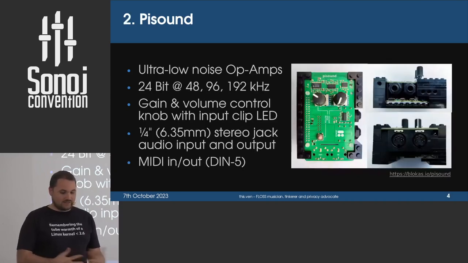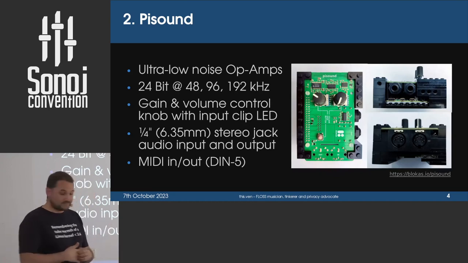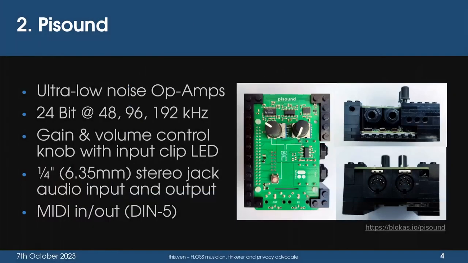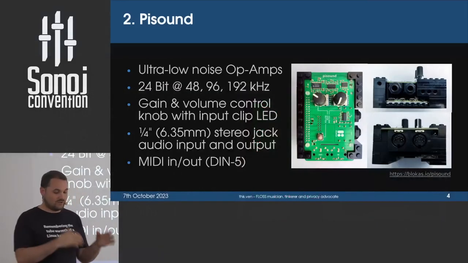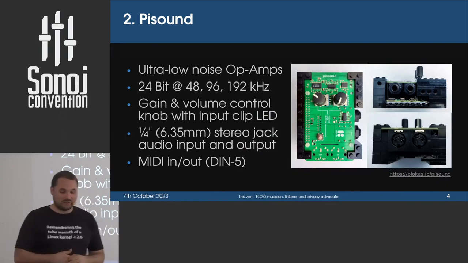So what is Pisound? Pisound is an audio interface, as I said. You can see it in the picture. It has ultra-low noise op amps for ADC and DAC, and it can work at sample rates up to 192 kilohertz. You get a gain and volume knob on the top side and an input clip LED, so you can see if your guitar has too much output volume. Don't overdrive your sounds before you overdrive them with the effects you want to apply.